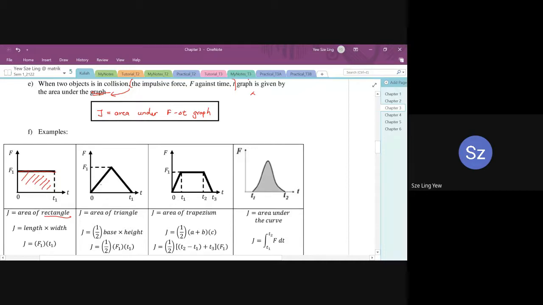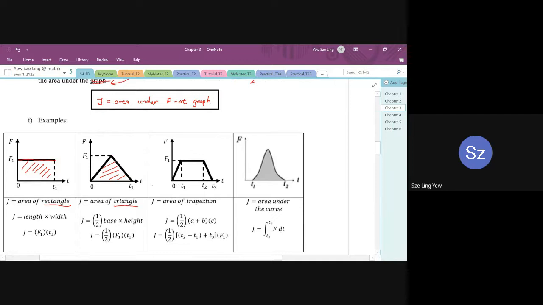Because when you throw something, the force will slowly increase, and then when it hits the object, it will decrease. So in this case, you have a triangle graph. Therefore, J is equal to the area of the triangle, which is half times base times height. So in this case, you have 1 over 2 F1 T1.